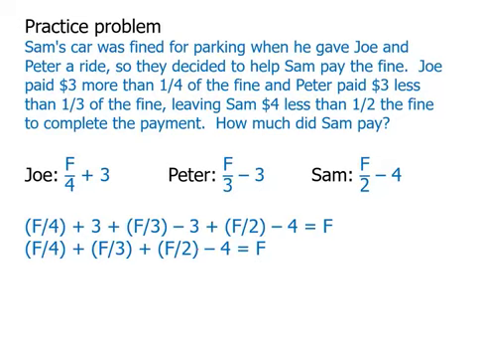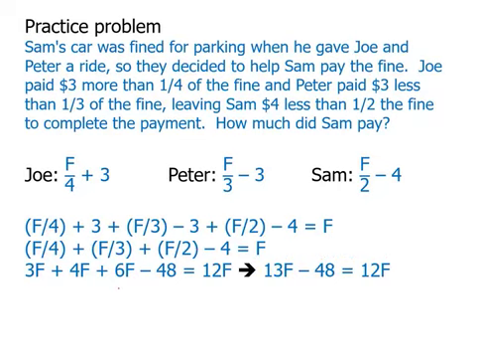Well, 12 times f over 4 would give us 3f. 12 times f over 3 would give us 4f. 12 times f over 2 would give us 6f. And of course, 4 times 12 is 48. And then the f on the other side becomes 12f. I just add these. 3 plus 4 plus 6 equals 13. Add 48 to both sides. Subtract 12f from both sides. 13f minus 12f is just f. So f equals 48.